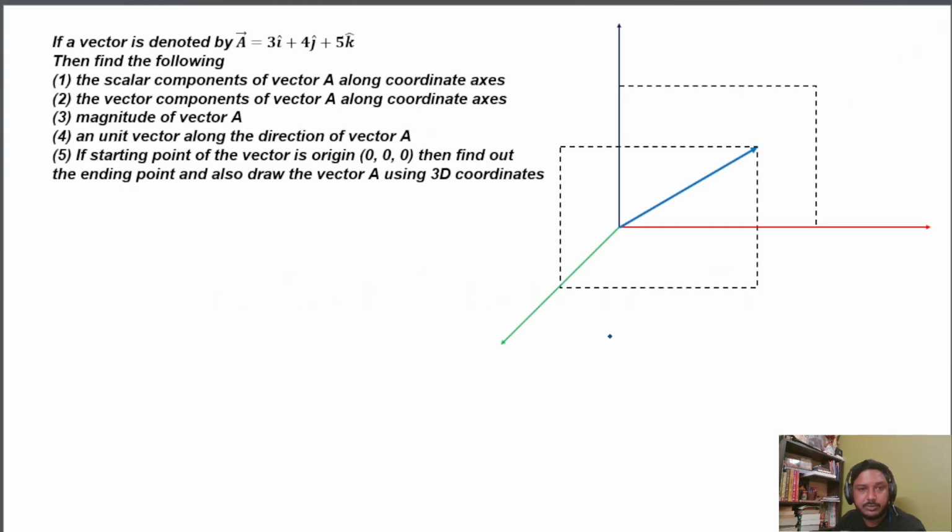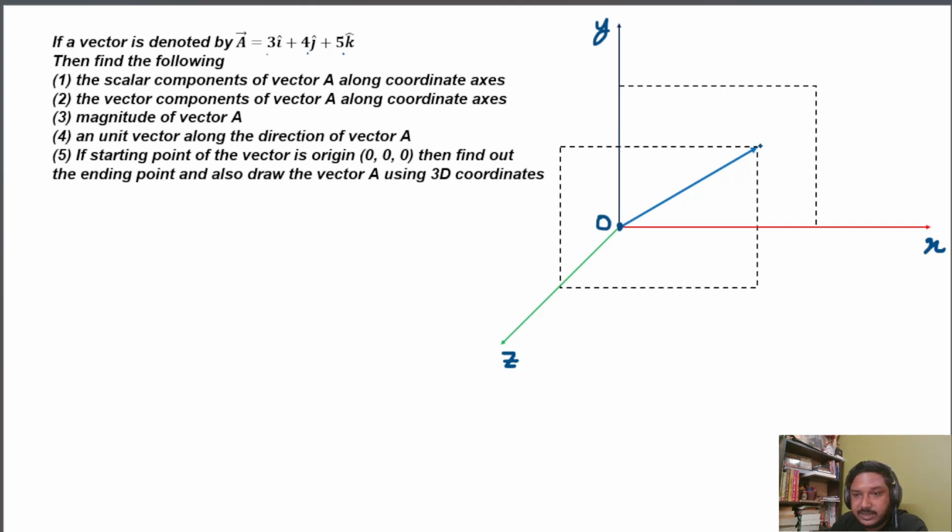Now let us see a numerical example. This is the numerical that I have posted on the screen. You can see vector A is represented by 3 i cap plus 4 j cap plus 5 k cap. Now find the following scalar components of vector A along the coordinate axes. Let us first draw this. I have already made this one. You can see this is the x-axis, this is the y-axis, and this is the z-axis. Now this is the origin, which is 0, 0, 0.